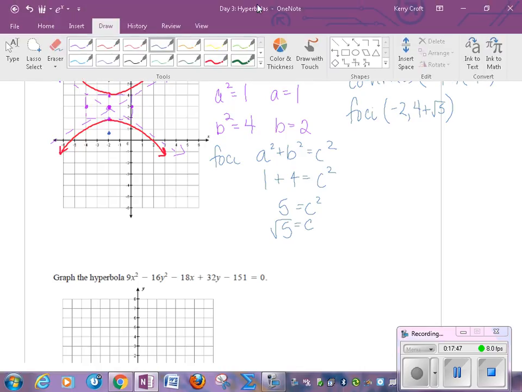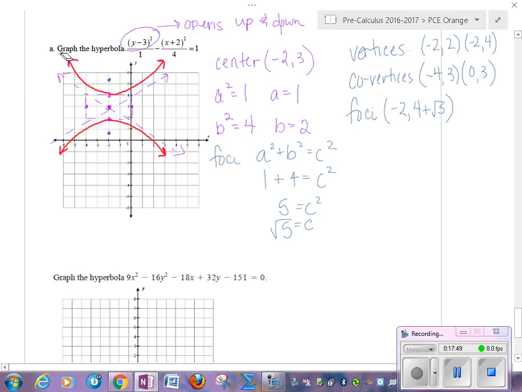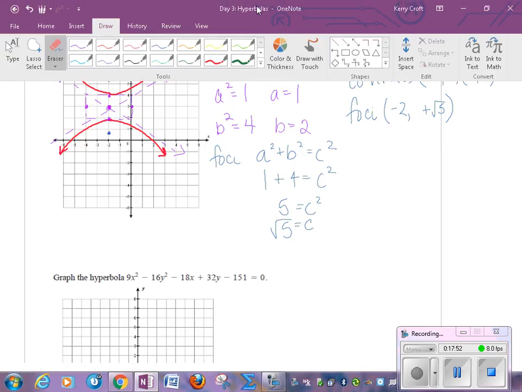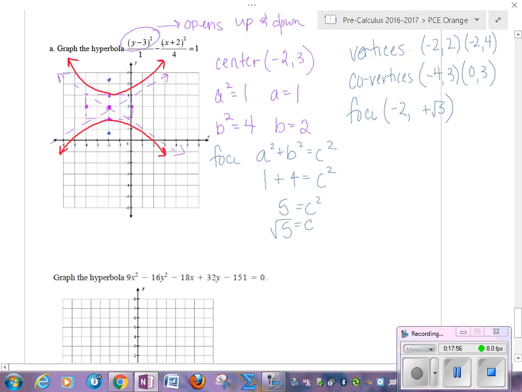Anybody catch that mistake on my part there? I went from the vertices and not the center. So from your center, you're going the square root of 5 from 3. So it should be 3 plus the square root of 5. And then the other one is going to be -2, comma, remember you're going from the center, so it's 3 minus the square root of 5. Okay, so remember you're always working from the center when you're locating your foci points. All right, let's talk about asymptotes.